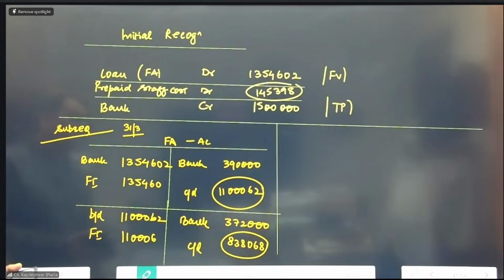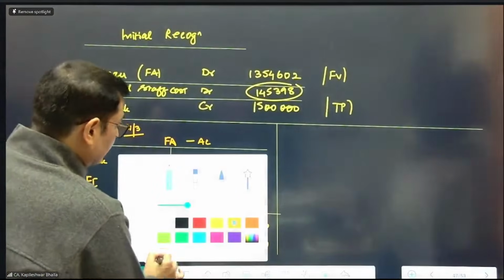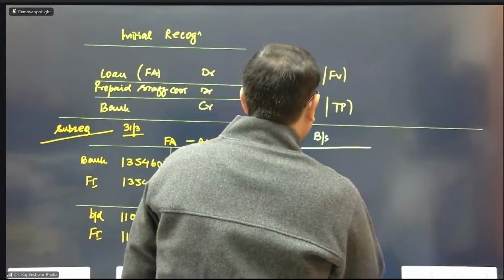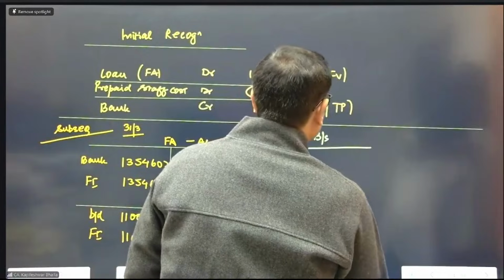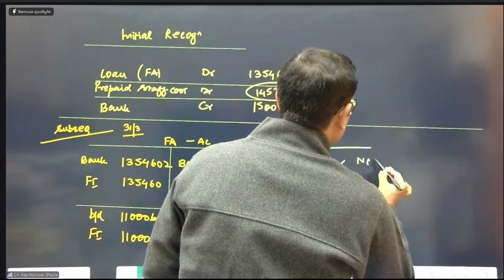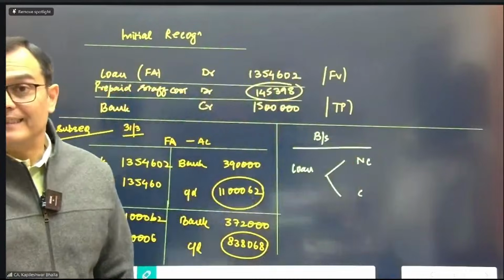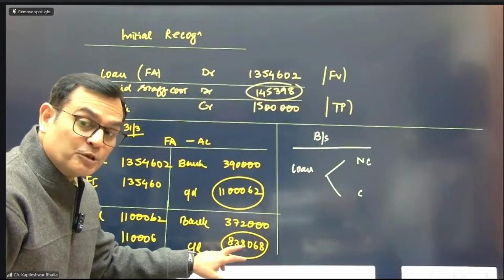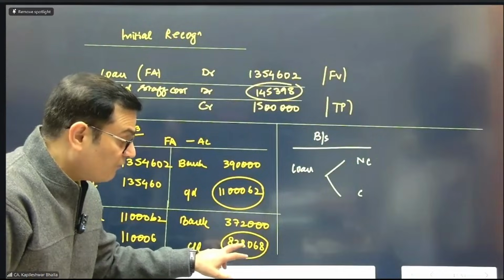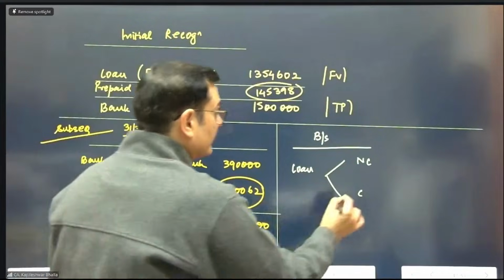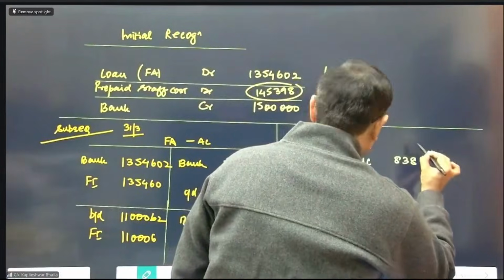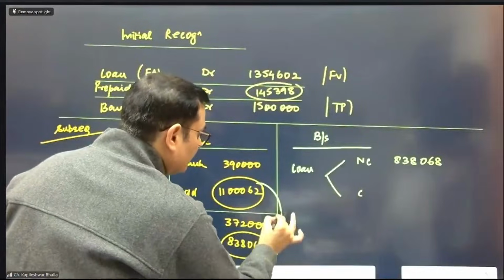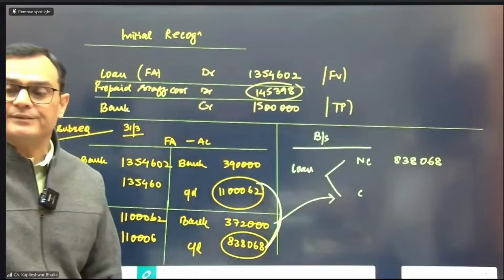I think you'll easily vouch me for this. Can I say if I were to segregate from the balance sheet point of view, that as far as the loan is concerned, what is the current and the non-current portion? If I want to segregate the current and non-current, can I say this is the non-current portion, which is recoverable after 1 year. So this portion, that is 838,068, is non-current. And can I say this difference is what we can say is current?